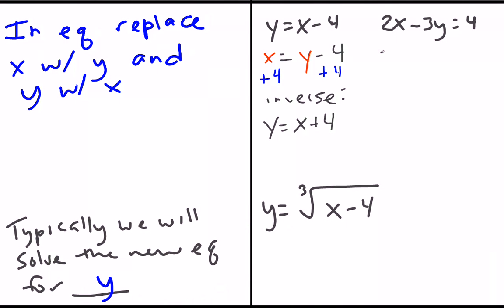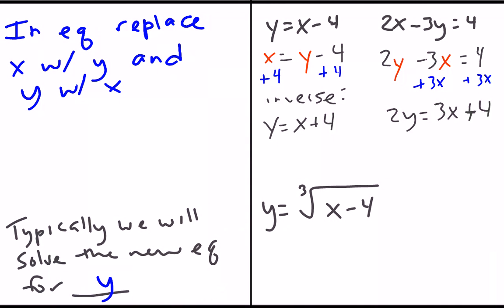In the next one, I would have 2y minus 3x equals 4. So then to get y by itself, I would add 3x to both sides, which can't combine, and gives me 2y equals 3x plus 4. And then divide by 2, and I would get my inverse, and I'm just going to abbreviate that, would be y equals 3 over 2x plus 4 divided by 2 is 2.